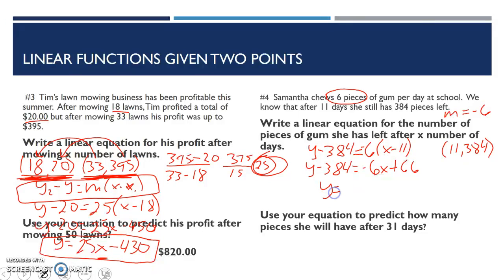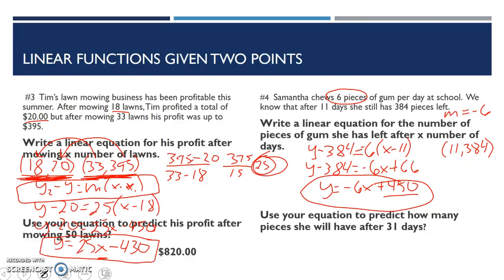So we'll end up with y equals negative 6x plus 384 plus 66, which is 450. That 450 is your y-intercept, which means she started with 450 pieces of gum, maybe at the beginning of the year, and she just goes through it like crazy. So that's our linear equation.